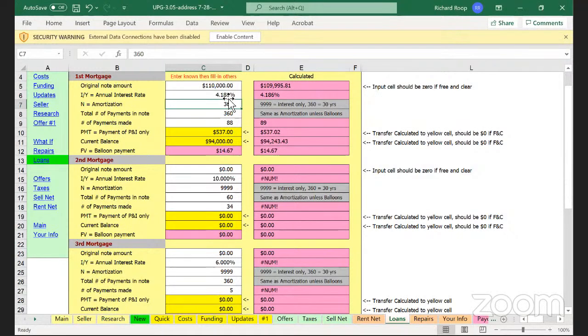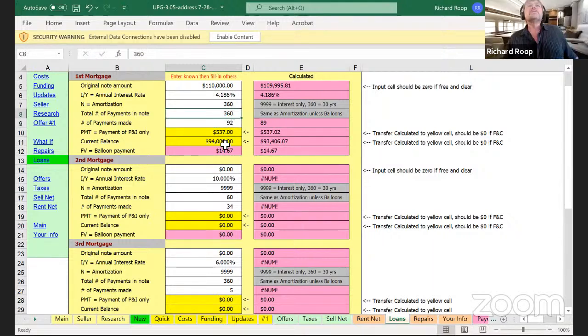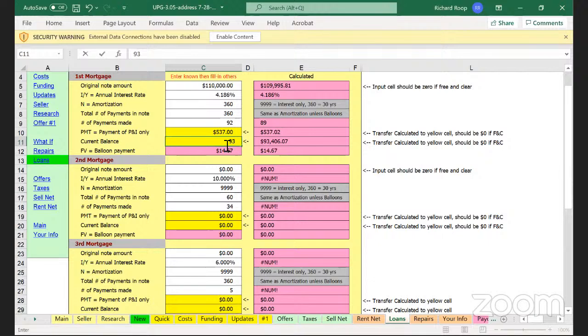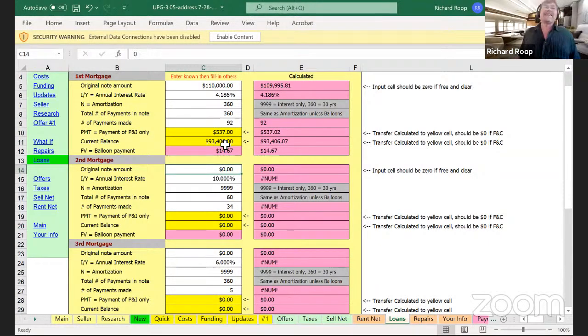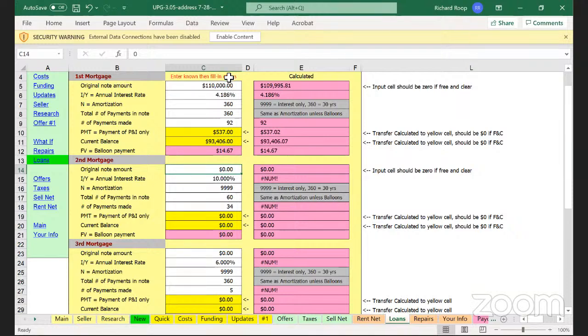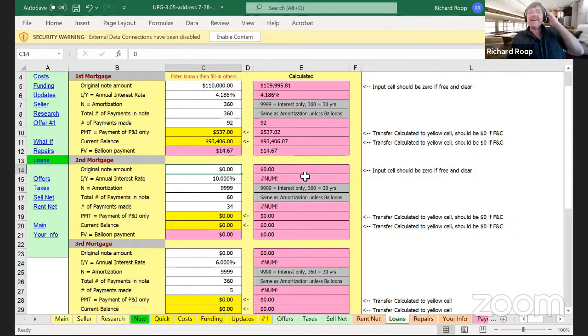Number of payments should be 91 or 92, I believe. So that would take the balance down to 93. That's close. See how we got close on that? It's within $300. All right, so close enough.